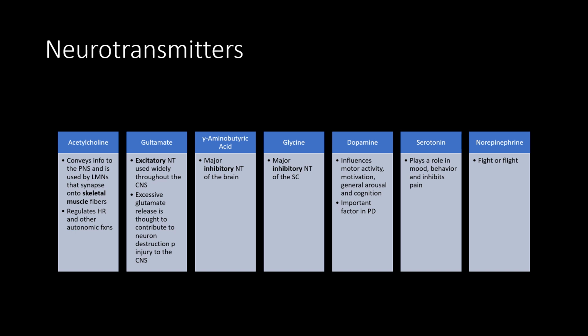Then we've got gamma-aminobutyric acid, which is a major inhibitory neurotransmitter of the brain. Glycine is also a major inhibitory neurotransmitter, but glycine works for the spinal cord. Dopamine influences motor activity, motivation, general arousal, and cognition, and is an important factor in patients with Parkinson's disease. They have decreased dopamine production, which results in a lot of the Parkinson's presentations. Serotonin plays a role in mood, behavior, and inhibits pain, and norepinephrine is responsible for our fight or flight response.